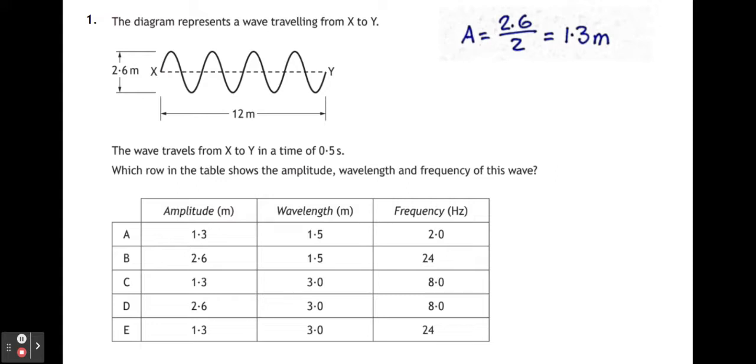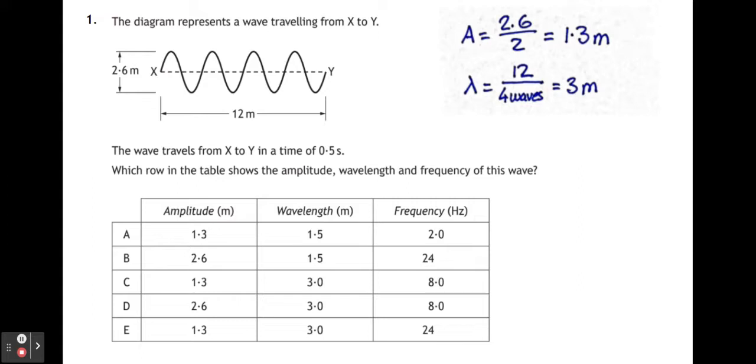The wavelength is how long the distance is from one wave to the same point on the next wave. Now we can look at this diagram and we can see there are 4 complete waves occurring in a distance of 12 meters. So one wave will be 12 meters divided by 4 waves, which is 3 meters.